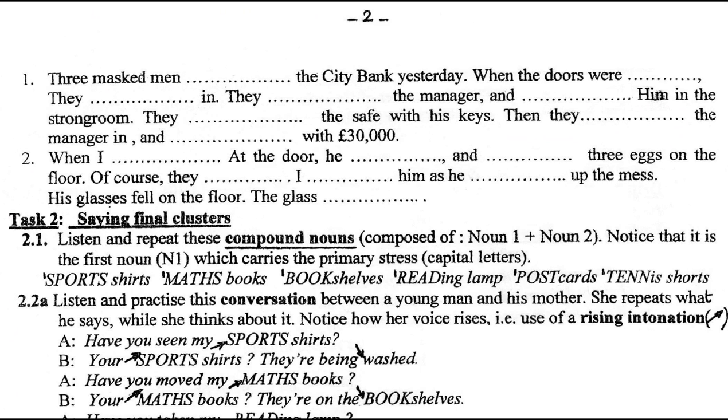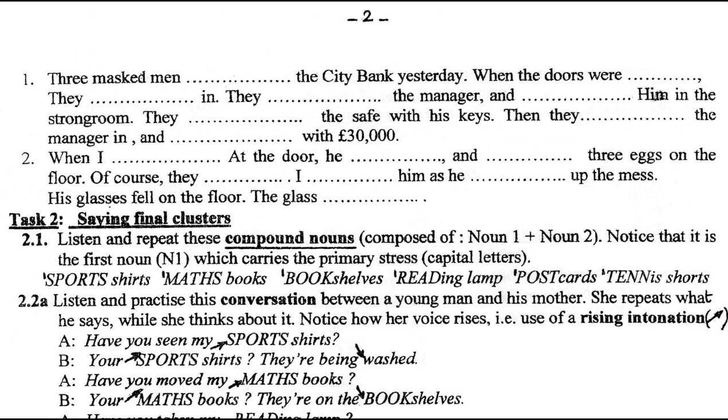Full stop. They, yes, unlocked the safe with his keys. Full stop. Then they, good, locked the manager in and, of course, escaped with 30,000 pounds. Good. Now I'm going to read the whole passage corrected. One. Three masked men robbed the city bank yesterday. When the doors were opened, they rushed in. They grabbed the manager and dragged him in the strong room. They unlocked the safe with his keys. Then they locked the manager in and escaped with 30,000 pounds.